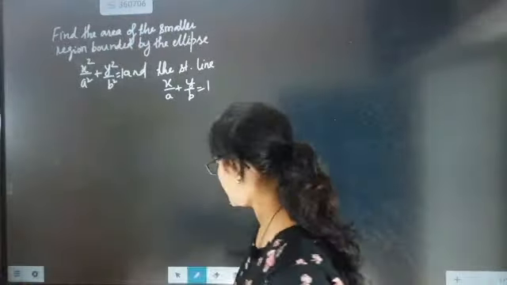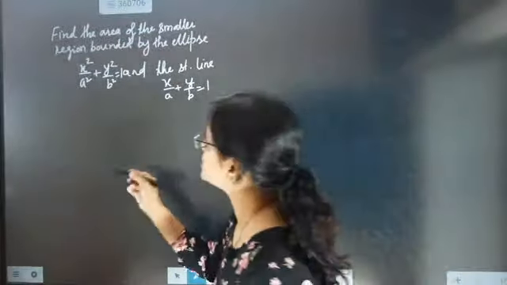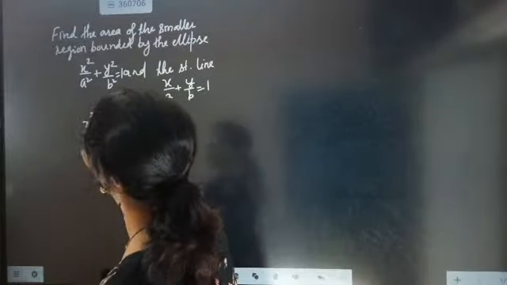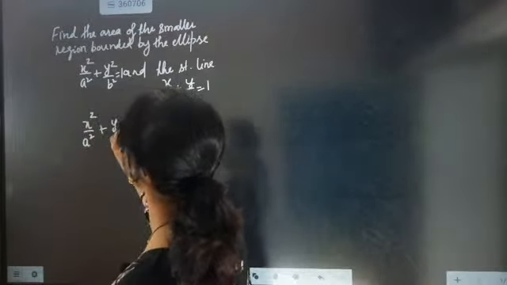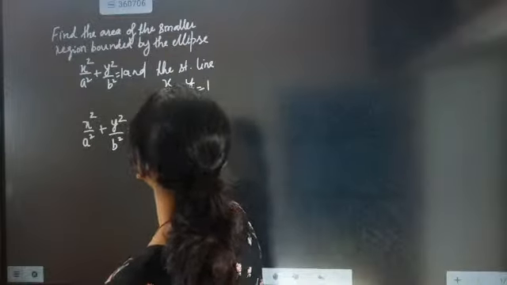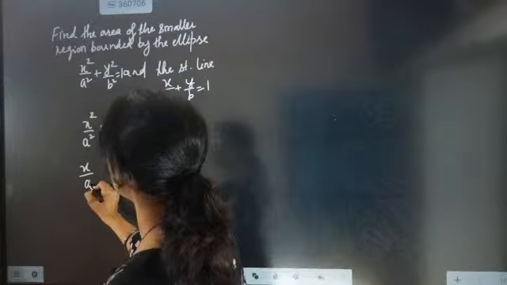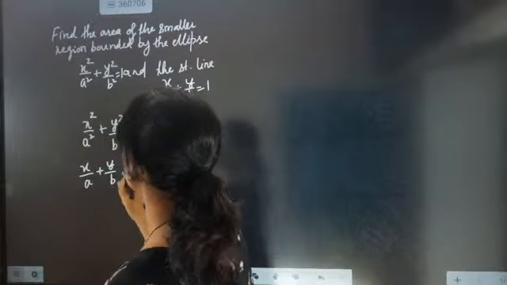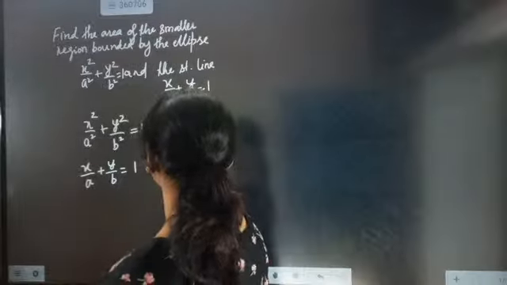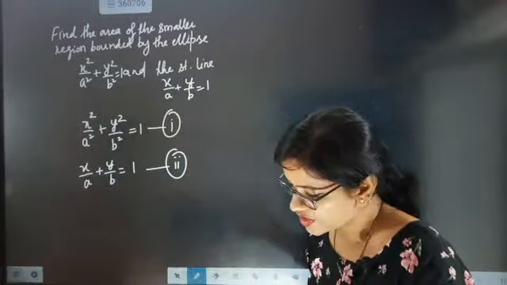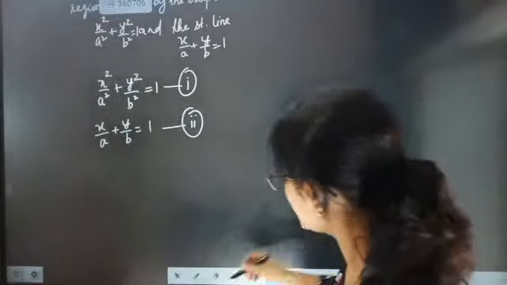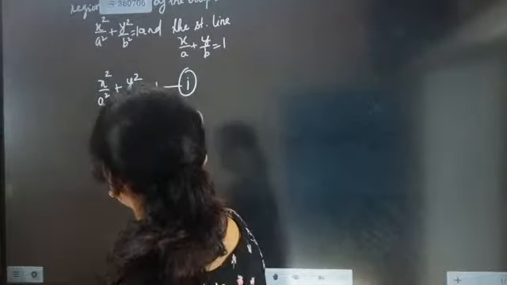So first, by drawing a rough sketch by seeing the equations, the equation given to you is x square by a square plus y square by b square equal to 1. Take this as equation 1. Now x by a plus y by b equal to 1, take this as equation 2. Now by seeing both the equations, we are going to draw the ellipse.